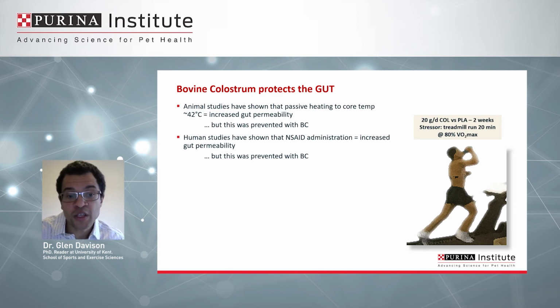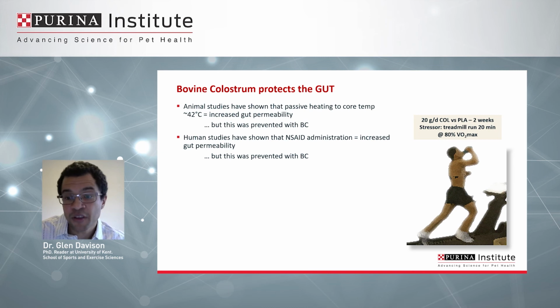In humans, we know that if you administer non-steroidal anti-inflammatory drugs, so drugs in this class, they do some nasty things to the gut, and they can cause some damage to the gut cells and increase the gastrointestinal permeability. However, there's been some research showing that if you administer bovine colostrum before and with this class of drugs, then it actually prevents the increase in damage and permeability that this causes to the GI barrier.